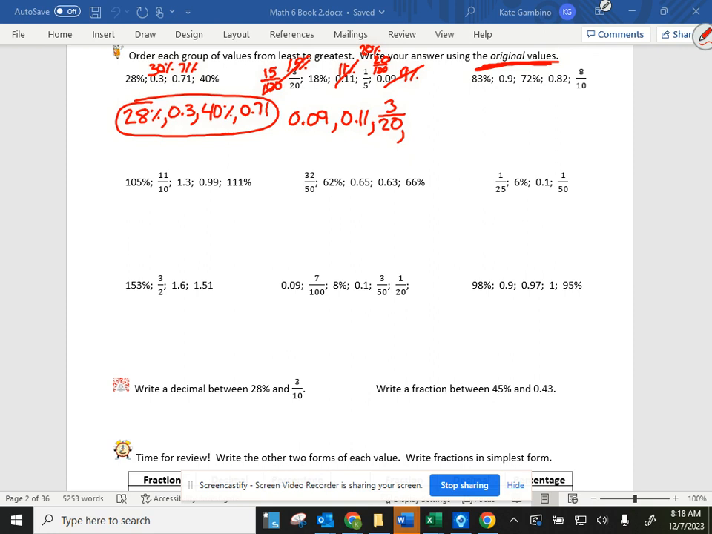Which one should be next, Hannah Mae? 18%. Because that 20% is bigger than 18%. So that means I'm left with 1/5. And my comma looks like a 1. Let me fix that.